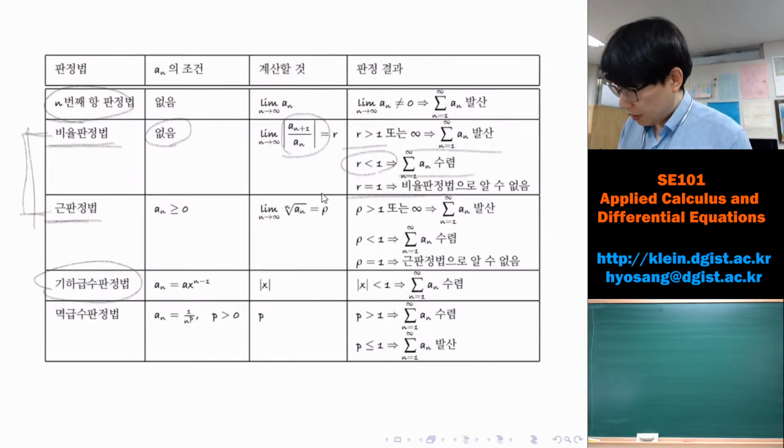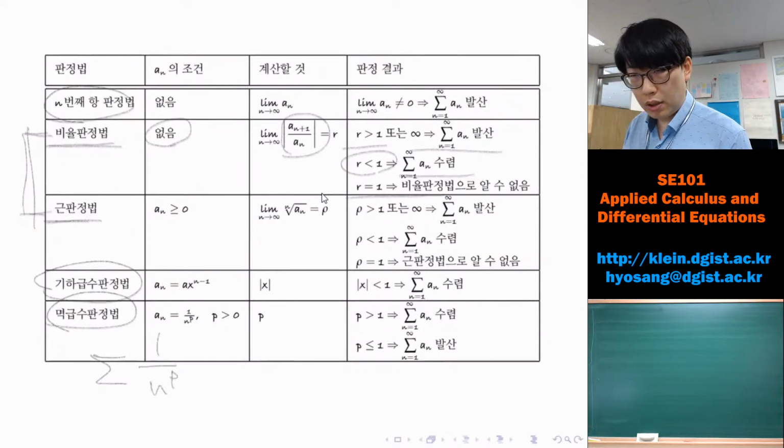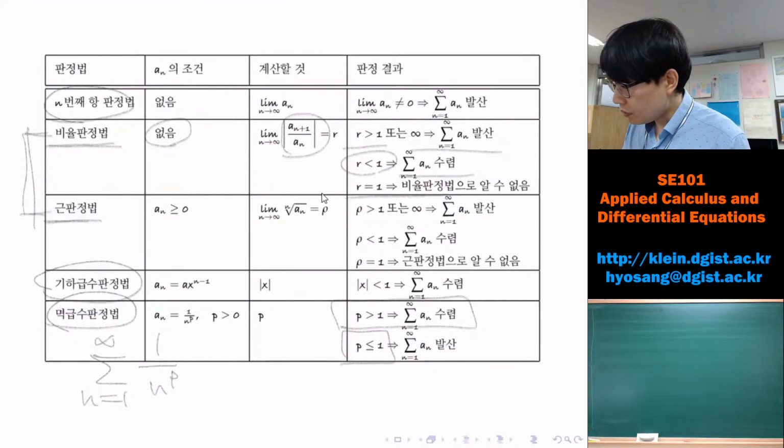And the next thing is the power series test. This is not a geometric series. It looks like this: the sum of 1 over n to the p, n from 1 to infinity. Here p can be a natural number or any positive real number. If p is bigger than 1, then it always converges. If p is less than or equal to 1, it always diverges.